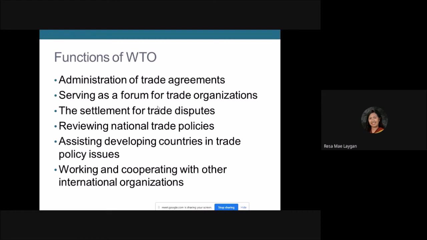Kung may mga problema, pwede magsettle si WTO. And even reviewing national trade policies and assisting developing countries in trade policy issues. Yan yung isa sa mga functions ng WTO. So they can assist developing countries through the provision of technical assistance and training programs. So meron sila mga training programs. So, and another function is working and cooperating with other international organizations.